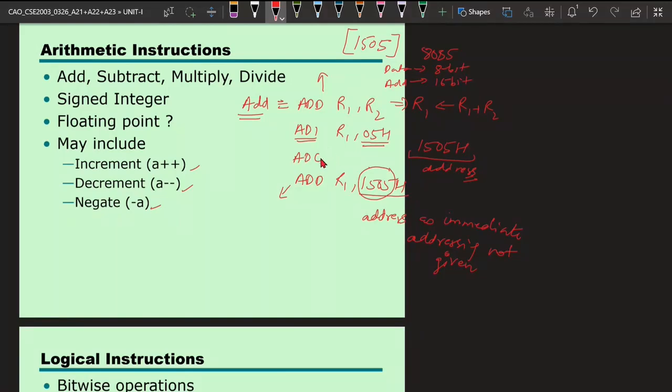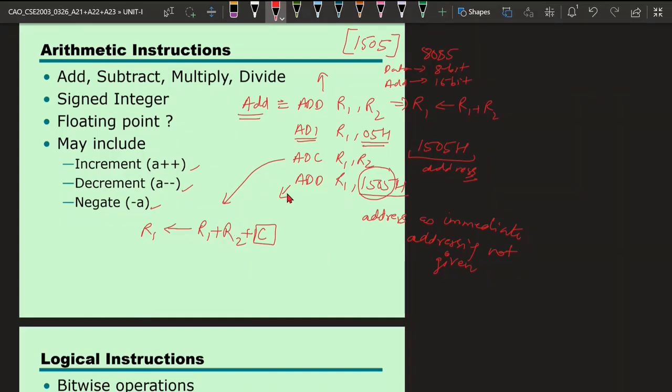And this ADC means add with carry. If ADC is given, it is going to add with carry. Suppose R1 comma R2 is there. It will add R1 plus R2 along with the carry. Whatever bit is stored in the carry register will be used in the addition, and after that the result will be saved into the R1 register. This is what ADC does.